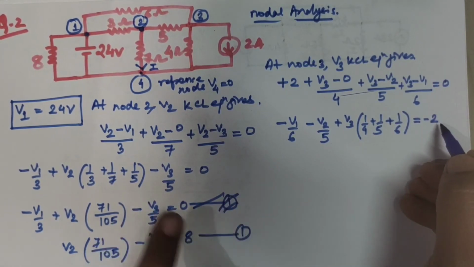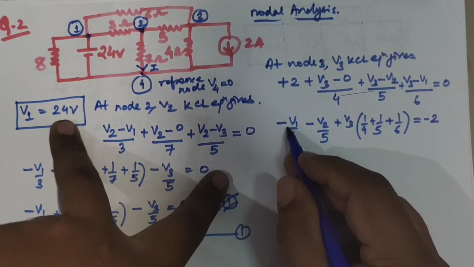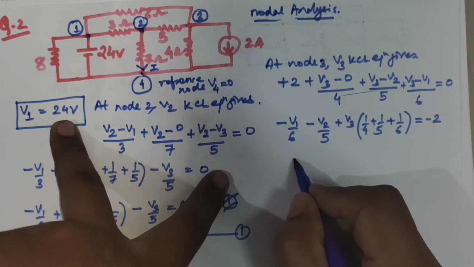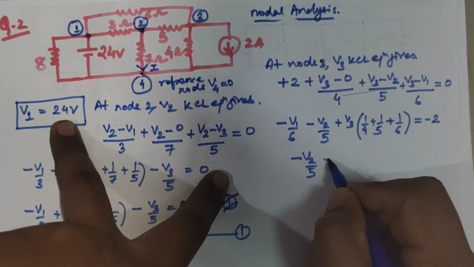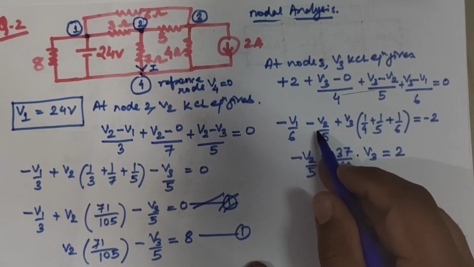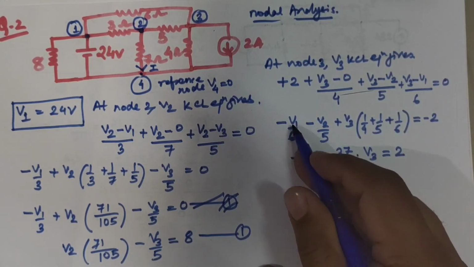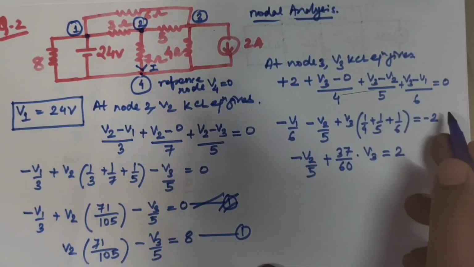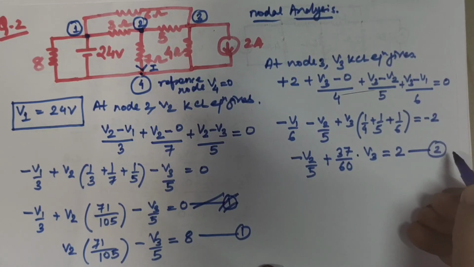It will be a minus 2. V1 voltage we know is 24 volt, so it will be minus 4 shifted to the right hand side, minus V2 by 5. So it will be minus V2 by 5 plus 37 by 60 times V3, and it will be minus 24 by 6, that is minus 4. Shifted to the right hand side, it will be plus 4 minus 2, that is plus 2. So it will be a new equation number 2.